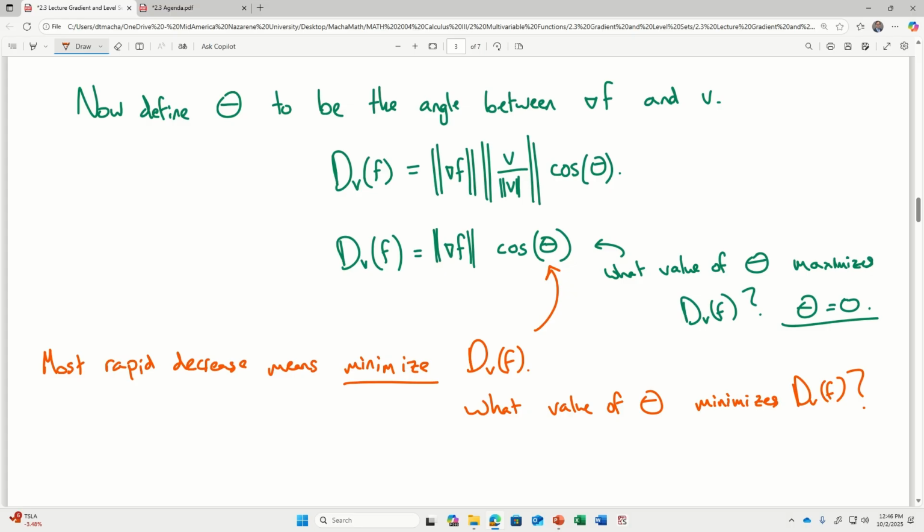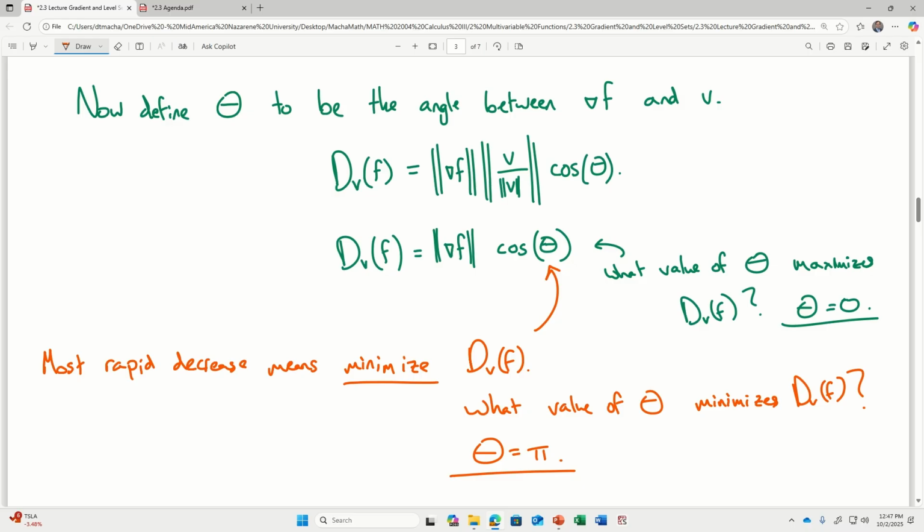Pi, yeah. If theta is equal to pi, cosine of pi is -1. And that would give me the least value of this directional derivative. If theta is the angle between the gradient and the direction vector, pi is 180 degrees. Pi is saying turn around and look in exactly the opposite direction. And that's the direction of most rapid decrease of your function.